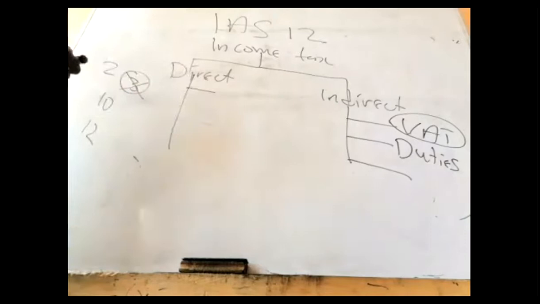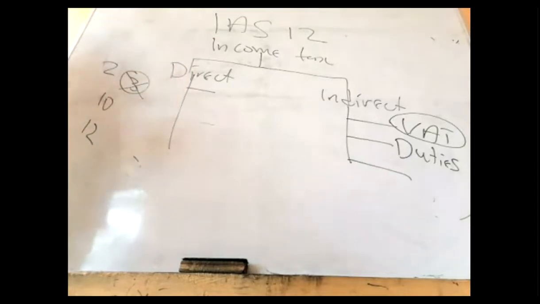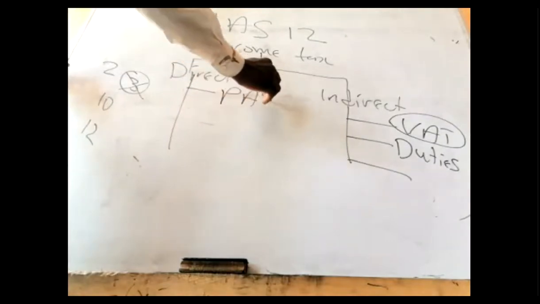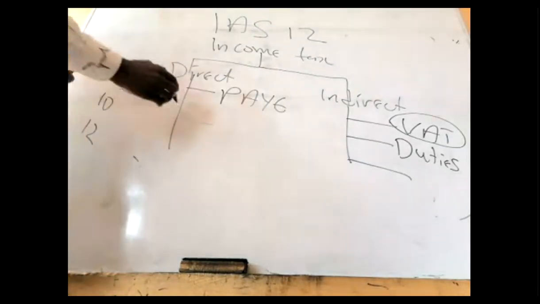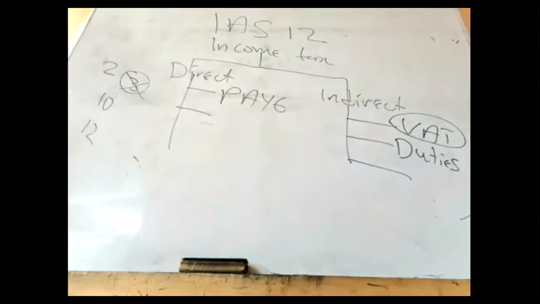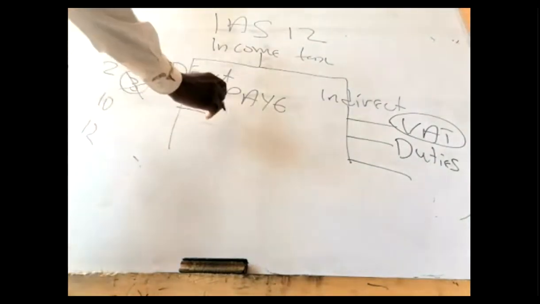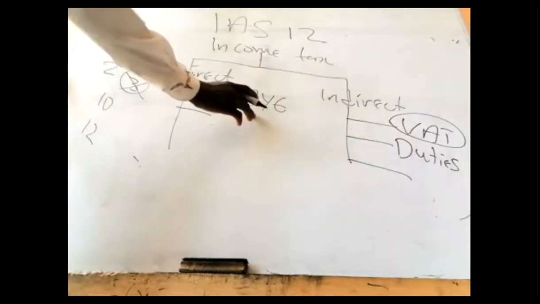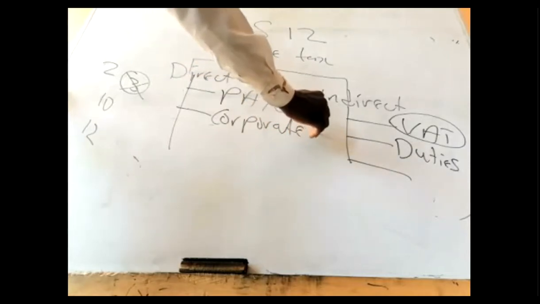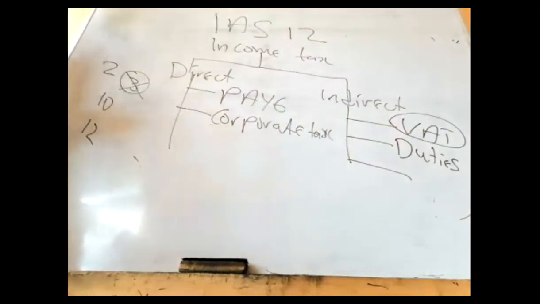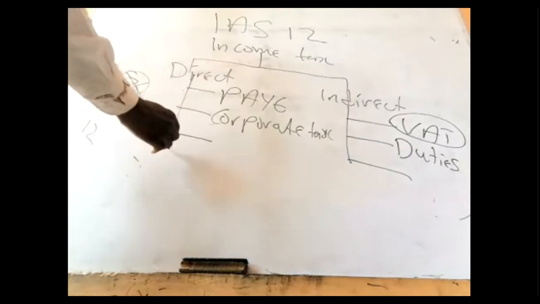Now, examples of direct tax. That's when the incidence cannot be transferred. The one that's supposed to pay cannot transfer it. An example is PAYE, because I cannot ask anybody to pay my PAYE for me. It is paid by individuals. Then we can have corporate income tax or company income tax, the CIT. It's an example of direct tax paid by companies.